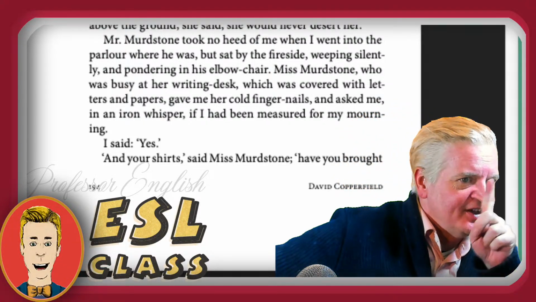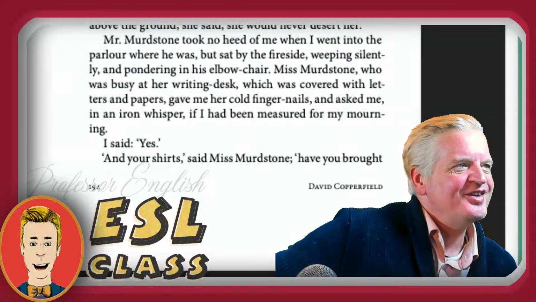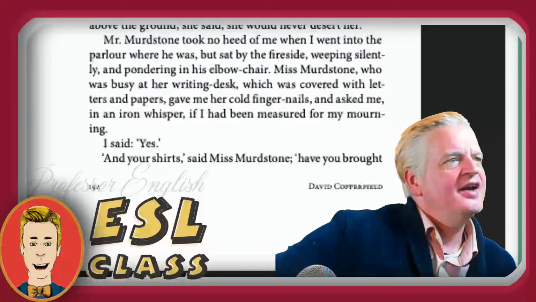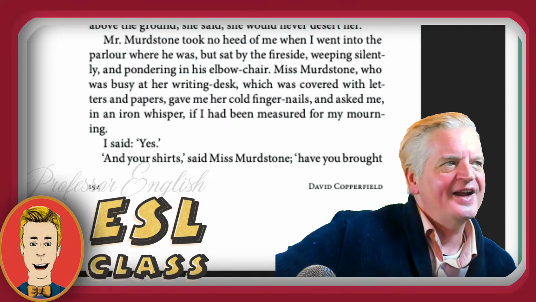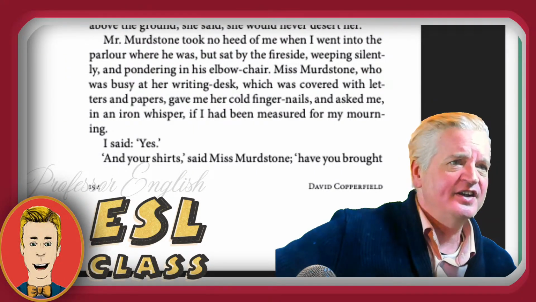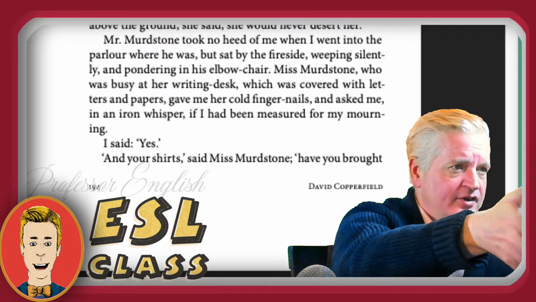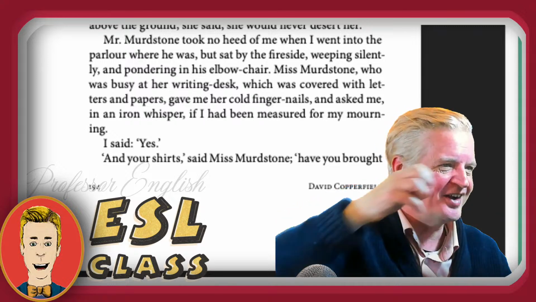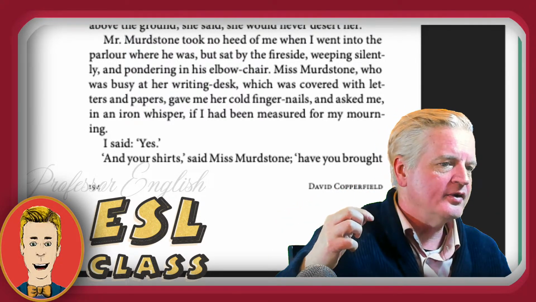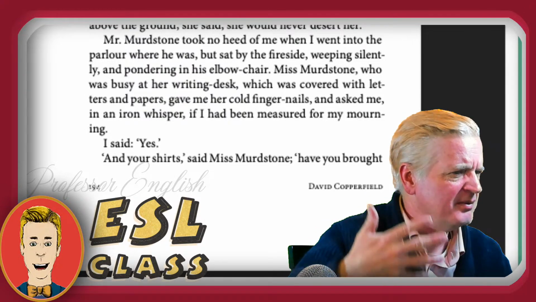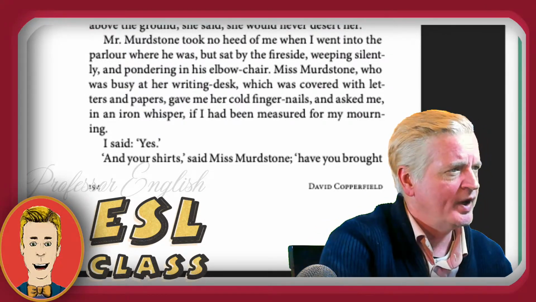Miss Murdstone, that's the evil sister. Miss Murdstone, who was busy at her writing desk, which was covered with letters and papers, gave me her cold fingernails and asked me in an iron whisper if I had been measured for my mourning. So she didn't give him her hand. She didn't hold his hand. She just gave the fingernails. She didn't want to touch him. And she asked him, did you get your clothes for the funeral? But in a very unfriendly, unkind, unfeeling way.